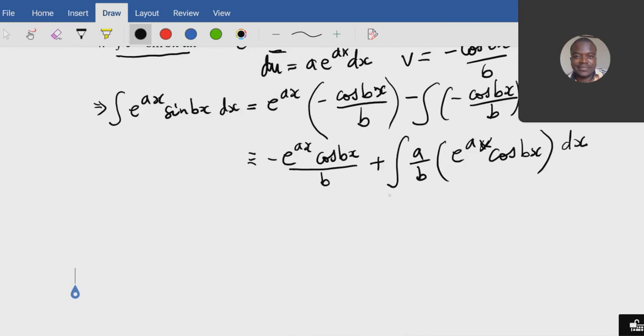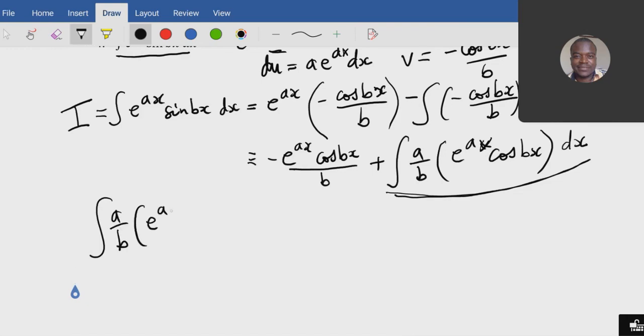So we can try to solve this separately because it's another case where we have to use integration by parts. Let our original integral be equal to I, just so we don't confuse ourselves, because we have a second integration by parts inside an original one, so it might get confusing. So let this original integral be represented by I. Now we're trying to solve the integral of a over b multiplied by e to the ax cos bx dx.